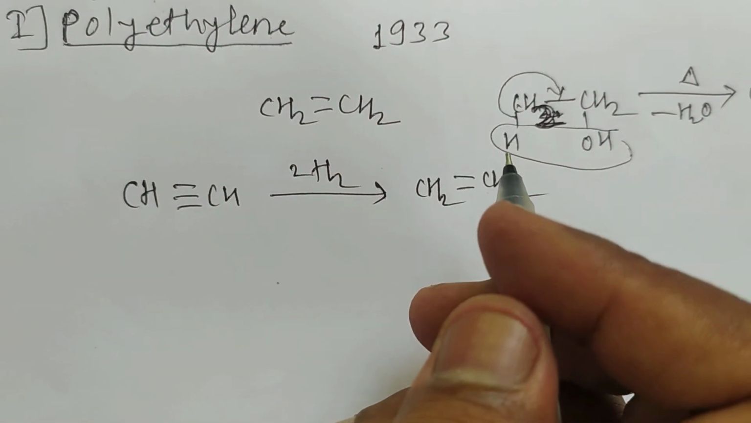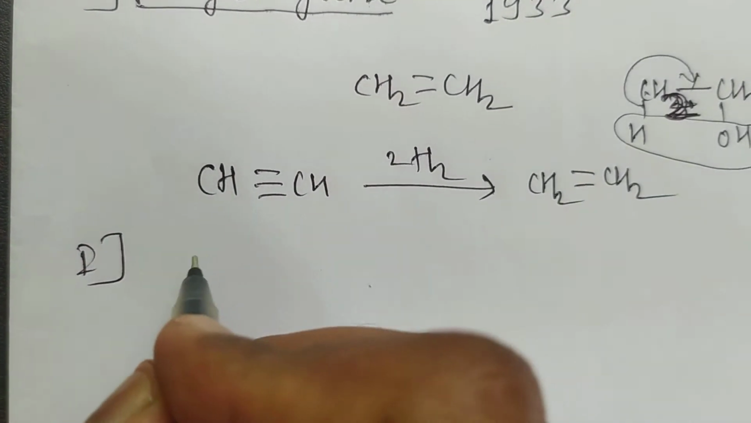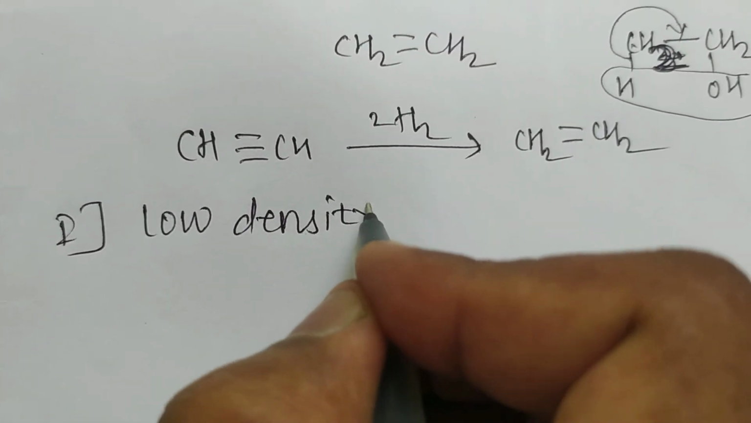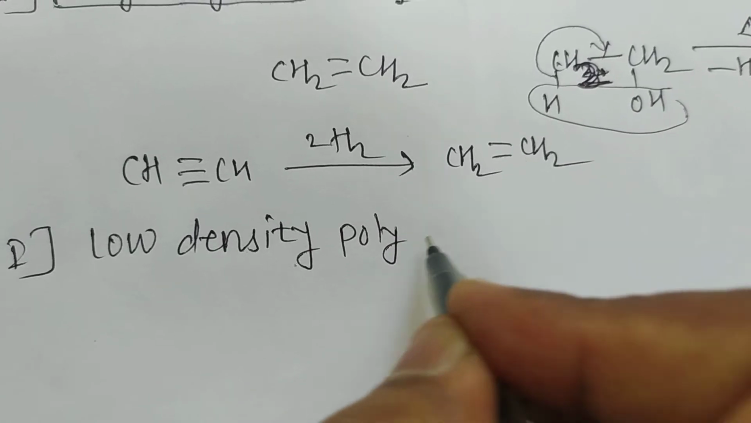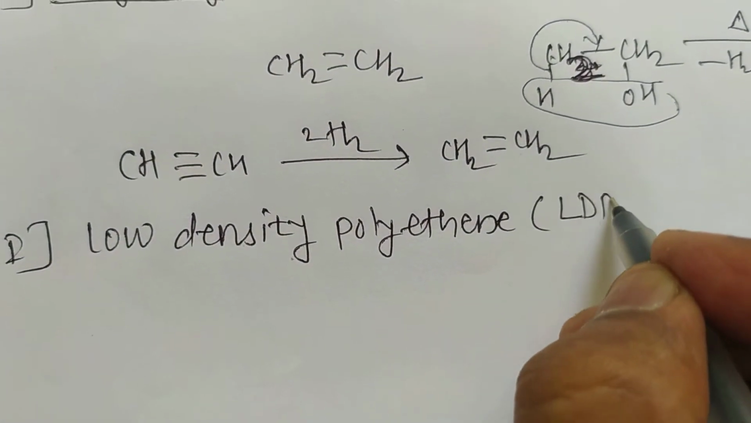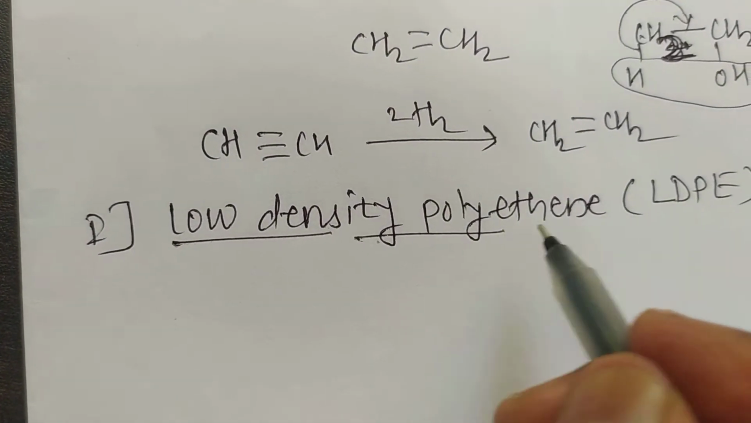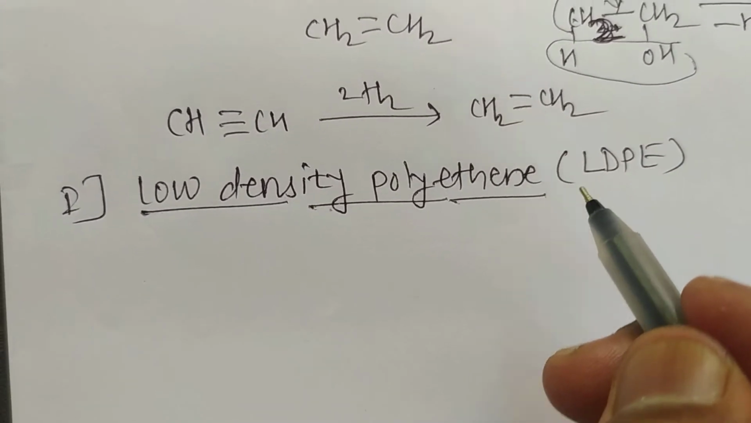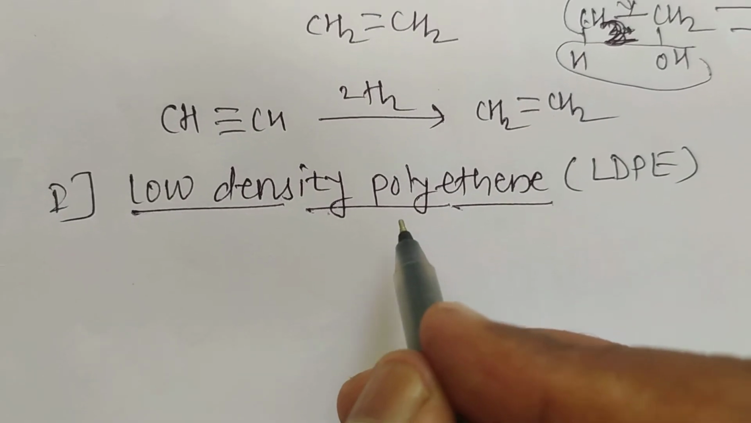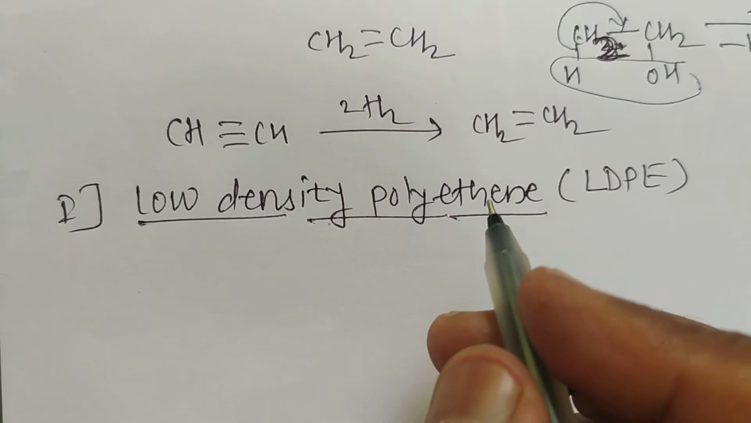And this ethene monomer undergoes polymerization by two methods. First one is low density polyethylene, or it is also called LDPE. The polymerization of ethene monomer can be carried out at low density. What happens in low density polyethylene? In this type, ethene is compressed under very high pressure and temperature.